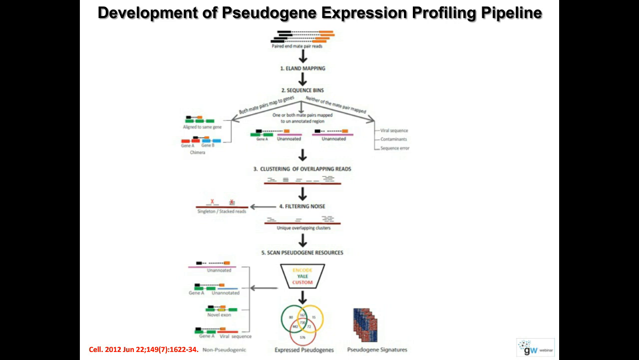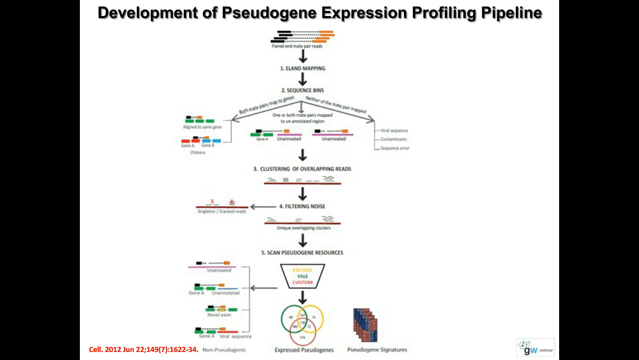any unmapped region, or sometimes both mate pairs may not map to any known locations in the human genome because the ends of these mate pairs are different, so you may not be able to map these reads to the reference genome. So these are all the types of reads that are needed for pseudogene analysis.